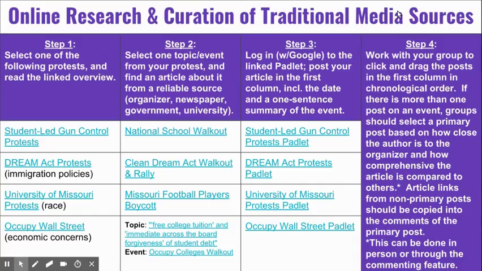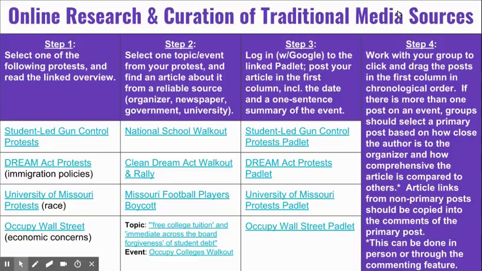The first stage begins with students selecting one of the protests and reading the overview article linked in the first column. These links could be shared in Google Drive or posted on Google Classroom for students. After reading the overview, students select an event, or in the case of Occupy Wall Street, a topic, and then an associated event, and find and read an article from a reliable source like the event organizer's website, a newspaper, a government agency, or a university.